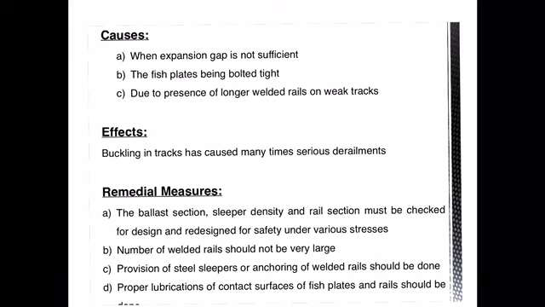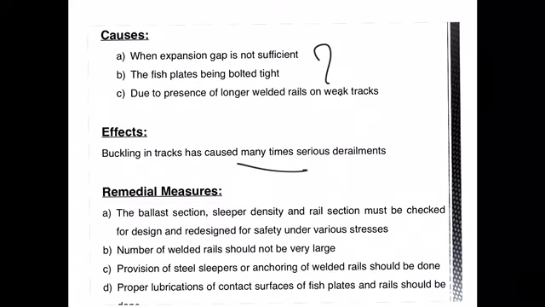And buckling of these rail sections has caused serious derailments many times. So it's a very serious defect, and wherever you see the buckling of the tracks, it needs to be rectified immediately. And what are the remedial measures? Now that I have understood the causes making the buckling, remedial measures have to be taken with respect to those causes.